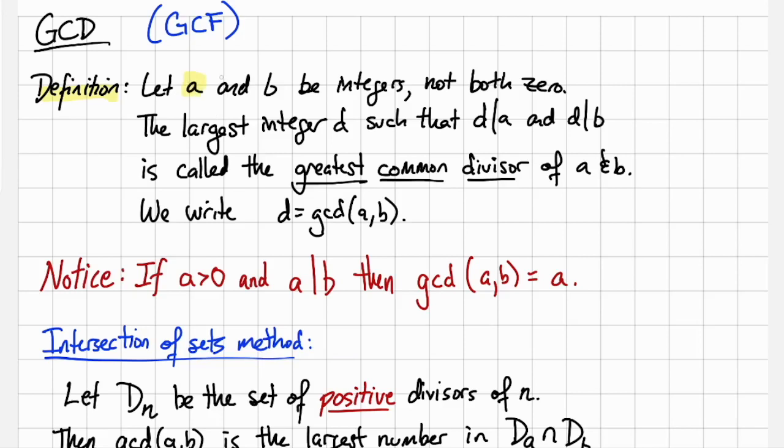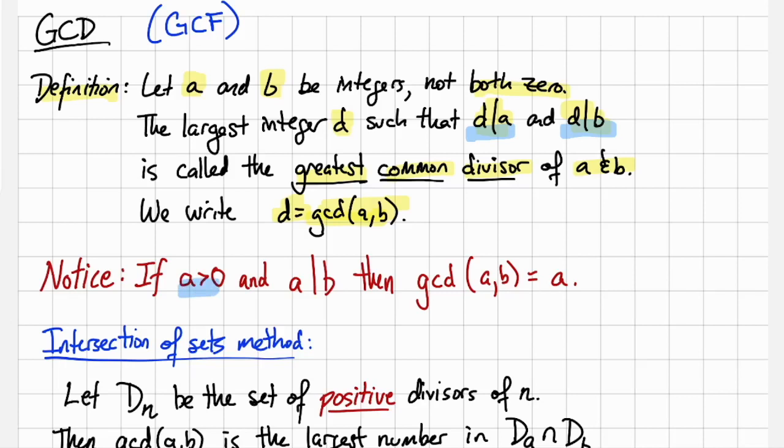We're going to let a and b be integers that are not both 0. The largest integer d, such that d divides a and d divides b, is called the greatest common divisor of a and b. And we'll write d = GCD(a, b). So we're looking for divisors of both a and b, and we're looking for the biggest possible one.